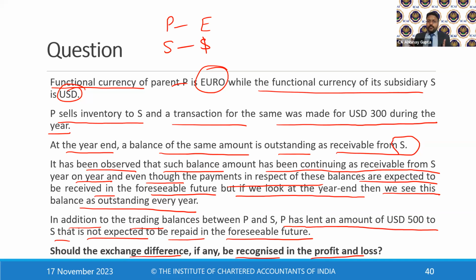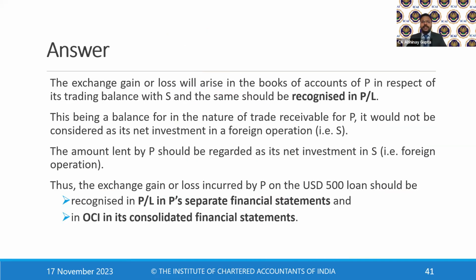Now we need to find out whether the first transaction will be a net investment hedge or not, whether the second transaction will be a net investment hedge or not. And if our answer is net investment hedge, then what would be the treatment? If the answer is not a net investment hedge, what would be the treatment, right? So although we have discussed this, I'm just repeating.